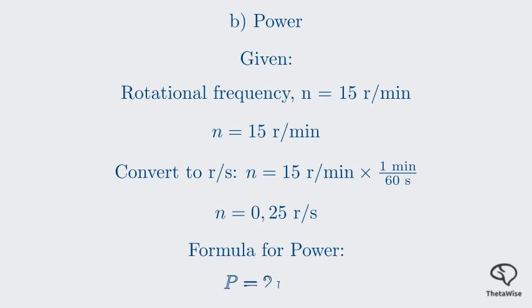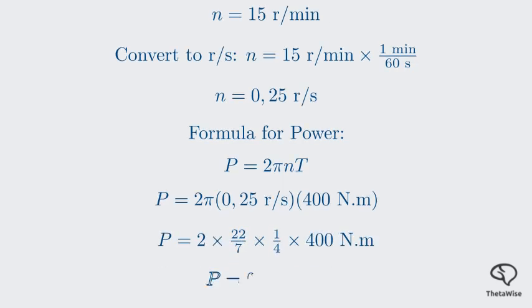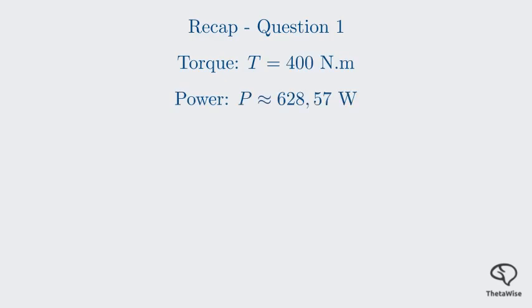The formula for power transmitted by rotation is P equals 2 times pi times the rotational frequency N times the torque T. Now we substitute our values. Remember to use our approximation for pi. P equals 2 times 22/7 times 0.25 revolutions per second, times the torque we calculated earlier, 400 newton meters. Performing the calculation, we find that the power transmitted by the lifting device is approximately 628.57 watts. So, to recap, for question 1, we found the torque to be 400 newton meters and the power to be approximately 628.57 watts. This concludes the first problem.